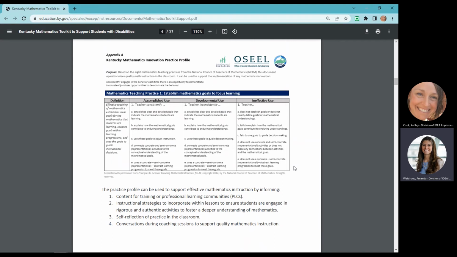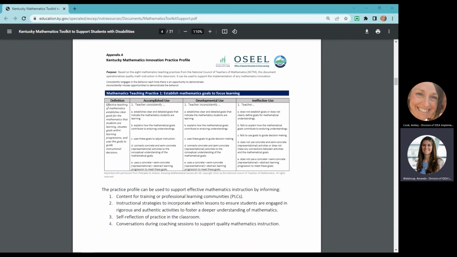And then there are columns where you see accomplished, developmental, and ineffective use, in terms of what those practices look like if you were to observe them. So those are the observable behaviors of what those practices look like in use within the classroom.